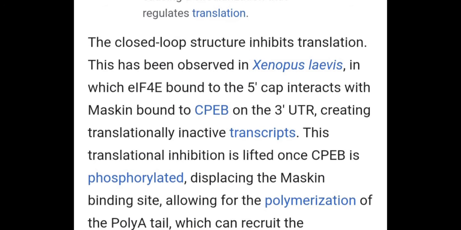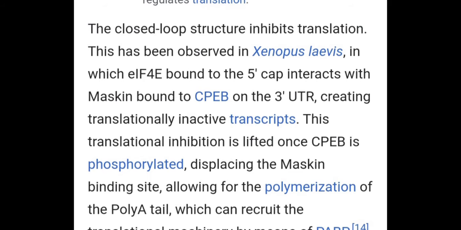Okay, now it can again be activated. This inactivation of translation can again be reversed. How? If we do phosphorylation of this CPEB on the 3 prime UTR. So if CPEB is phosphorylated, it will get displaced. The masking binding site where it binds with the CPEB is displaced, thus allowing polymerization of the poly A tail, which can be recruited by the translational machinery by means of poly A binding protein.